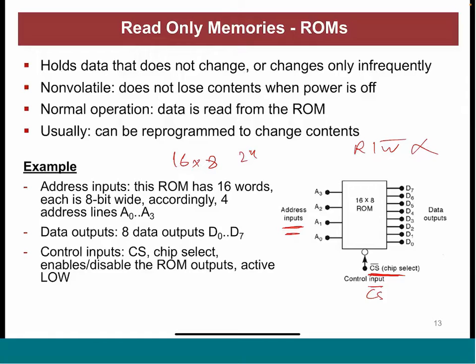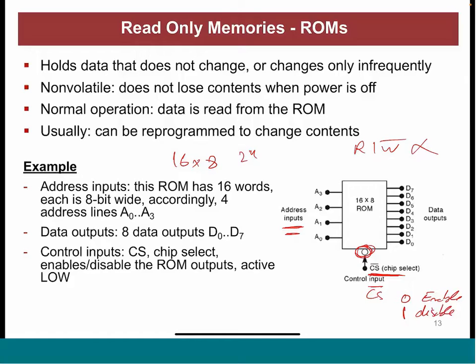active low. Do you see this circle here? And even in the name I put CS bar. You can find many memories that are active low, which means to enable the memory we put 0, not 1. 0 for enable, 1 to disable. So you need to be careful.